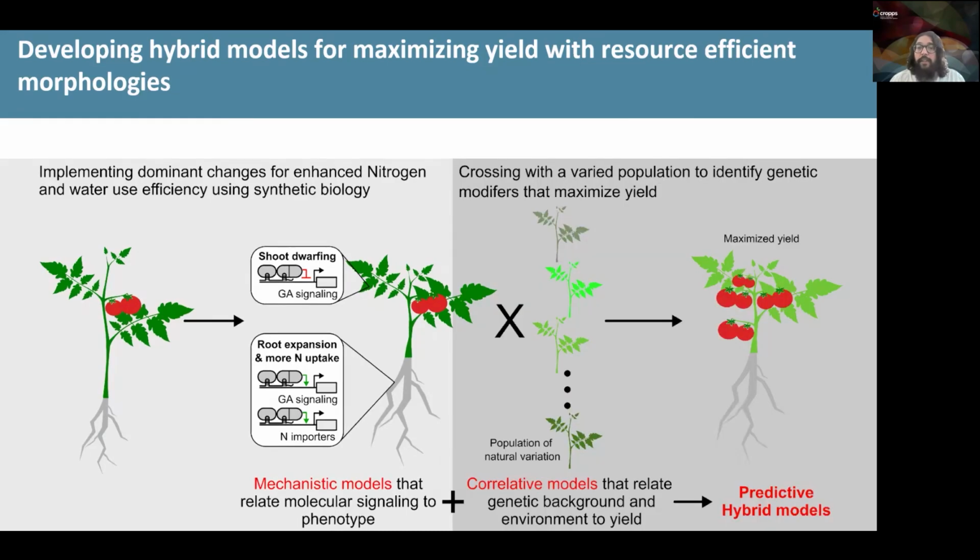These lines will be crossed against a pan-genome population and tested in the field by Kelly Robbins' group in the center to collect data for field-scale yield models that incorporate information about genetic background, environment, and management. Our ultimate goal is to connect our mechanistic models of phenotype with correlative yield models to create a new class of predictive hybrid model to help guide how to best reprogram morphology to enhance yields in the field.